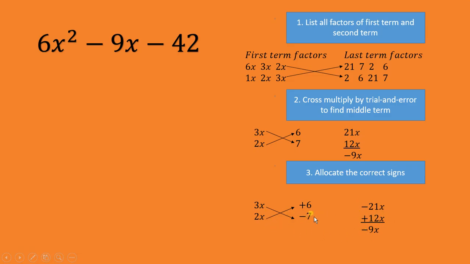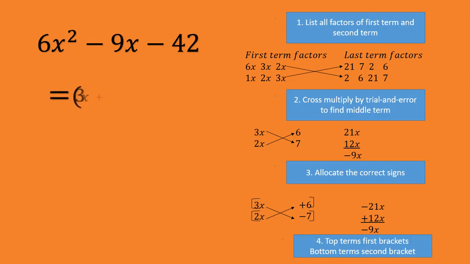Once we've established the signs, we take the first set and make that our first bracket, and take the second set and make that our second bracket. So our ultimate answer is 3x plus 6 from the first set over here, and 2x minus 7 from the second set over there.